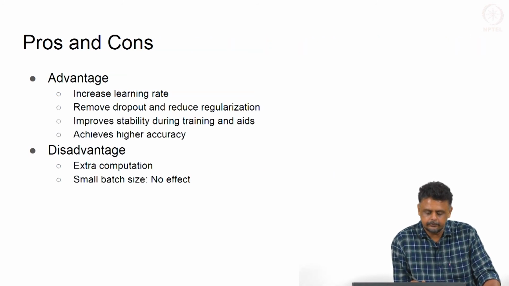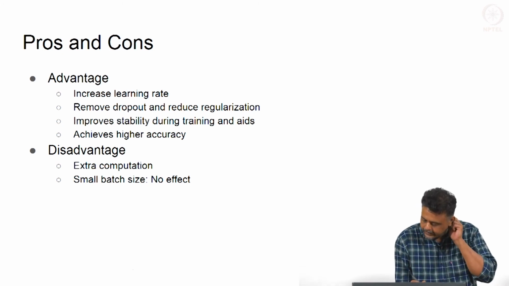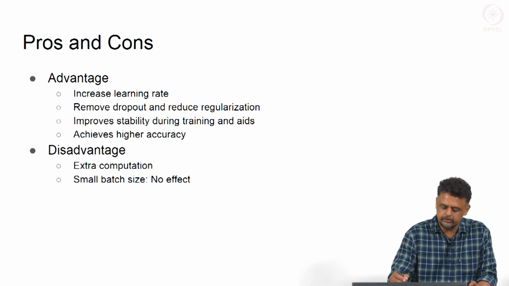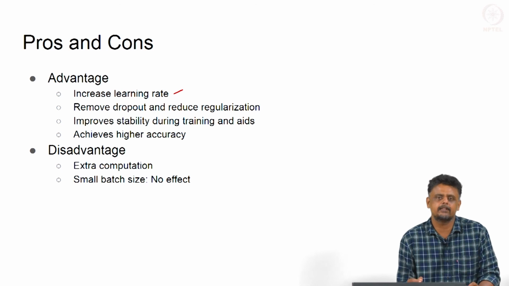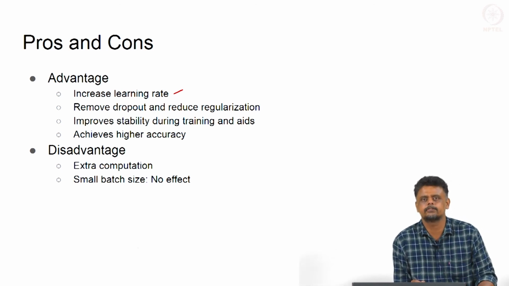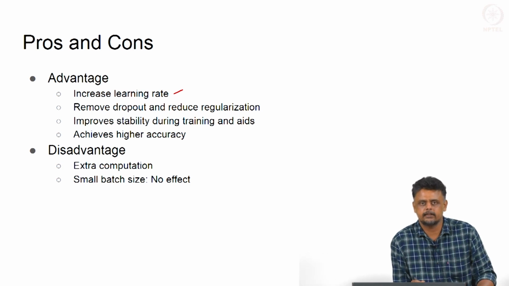And what are the advantages? The authors of this particular paper comment that it increases the learning rate. You can train with a high learning rate, leading to faster convergence, because sometimes high learning rates give large updates, sometimes leading to saturation. That will not happen with this, because you are trying to constrain your activation values to lie within a range, and that helps.